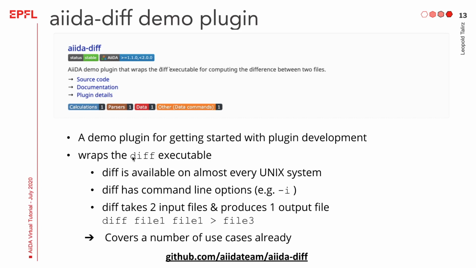And why did we choose diff? Because it's available on almost every Unix system by default. It already has command line options, for example, for case insensitivity. And it takes two input files and it produces one output file. So many other simulation codes have to be called in a similar way, and so by modifying this plugin, you can already cover a large number of use cases.